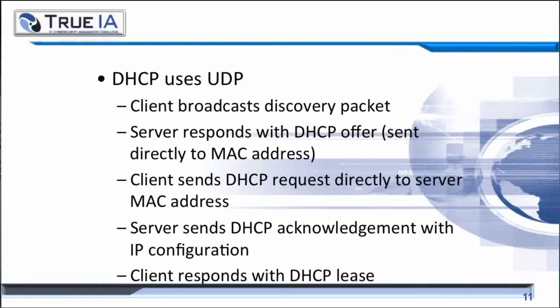For instance, DHCP. The client broadcasts a discovery packet. The server then responds with a DHCP offer. That is sent directly to the computer's MAC address. Then the client sends a DHCP request directly to the server MAC address. That server then responds with the DHCP acknowledgement with the IP configuration, and the client responds with a DHCP lease request.